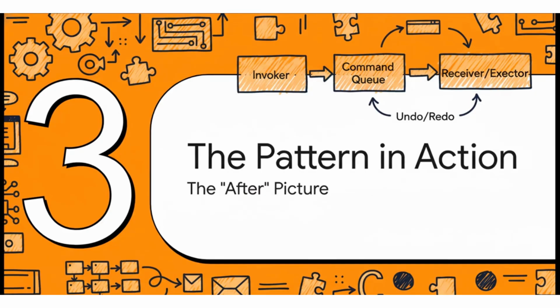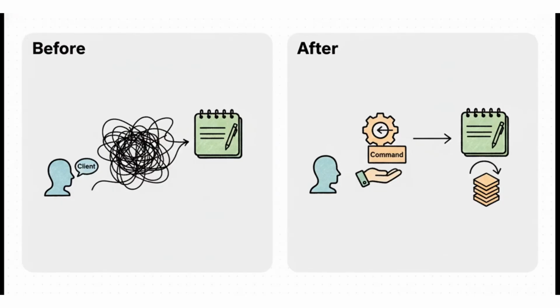All right, so we've met the team. Now for the really exciting part. Let's see how these players completely transform our original tangled up code. And here it is, the after picture. The difference is just night and day. On the left, you've got that tangled mess. On the right, a beautifully clean separation of concerns. The client simply hands commands over to the invoker. And hey, look at that last line. What used to be a specific, messy undo call is now a simple, universal undo. That is the power of this abstraction right there.